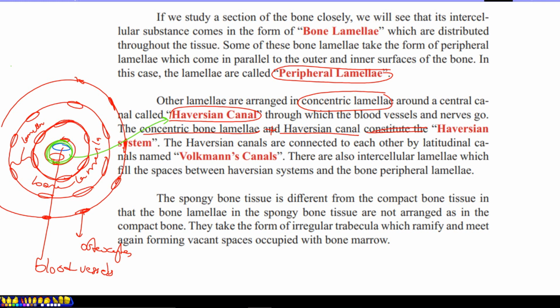These two structures, 1, 2, and 3 concentric lamella with the Haversian canal, form what? The Haversian system. The Haversian canals are connected to each other by other canals known as Volkmann canals. There are also intercellular lamella which fill the spaces between the Haversian systems and the bone peripheral lamella.